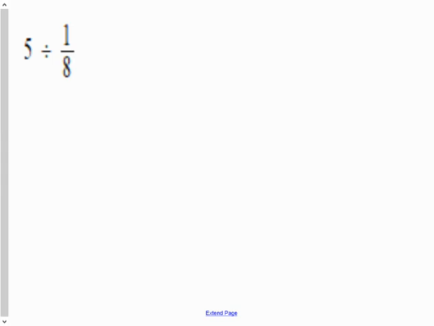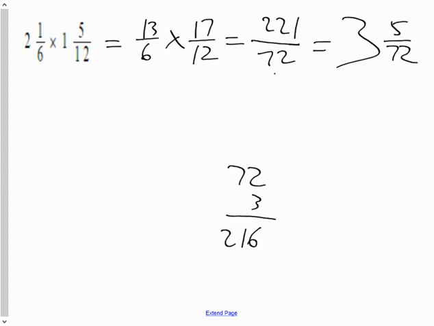Question number 16 says 4/5. No, I must have copied that down wrong. Hold on, did I skip one? Oh, I did skip one. Hang on one second. Let me just enter it here.